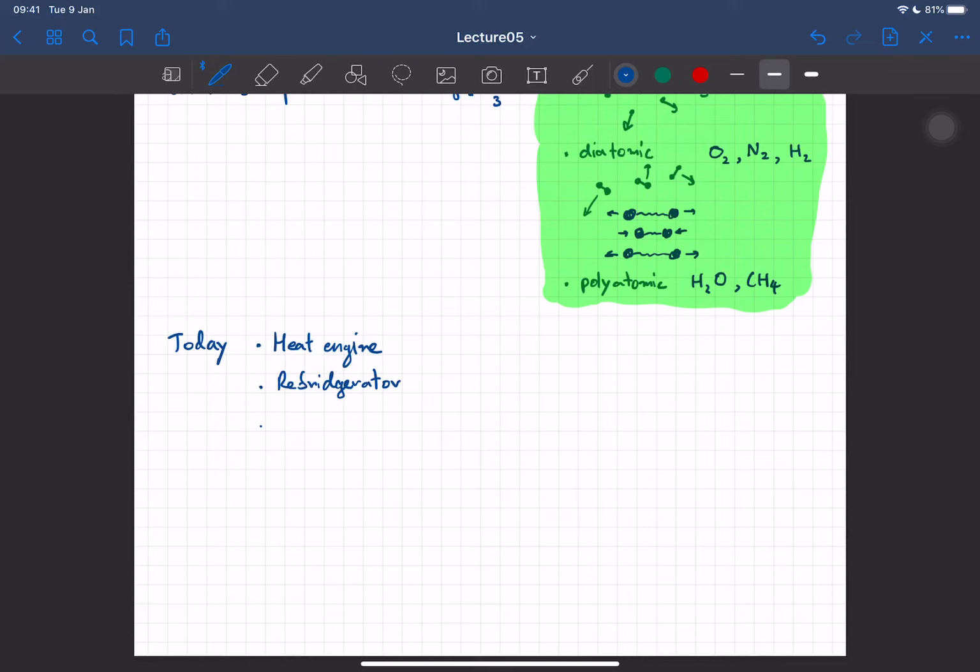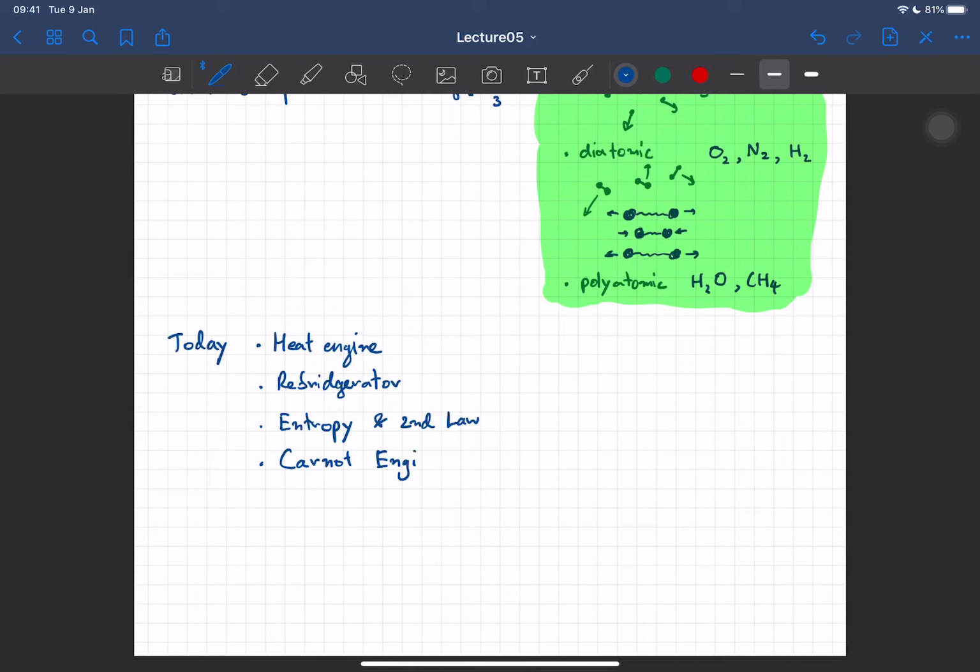And then entropy and second law of thermodynamics, okay, which is not F equal to ma, by the way. That's second law of Newton's law of motion. This is not that. And then the last thing we're going to talk about is what we call Carnot engine.